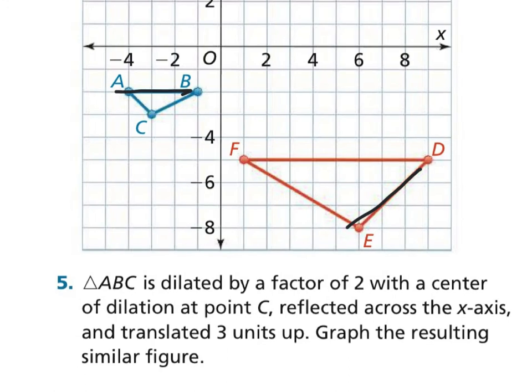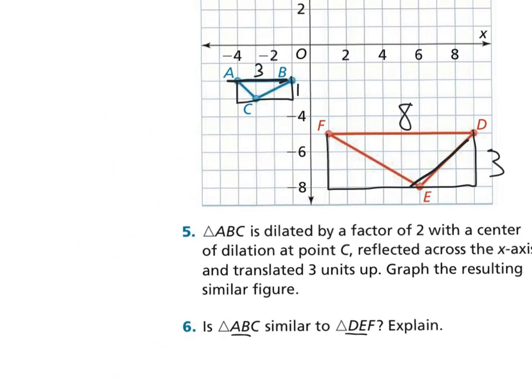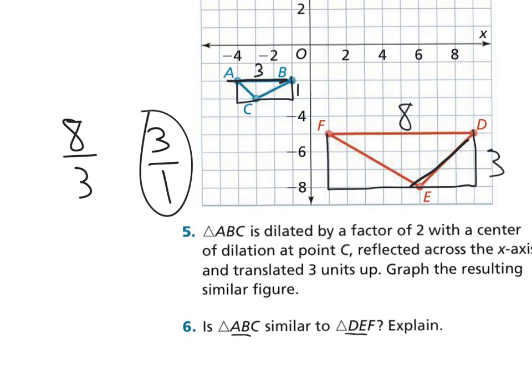From A to B is a length of 3. From F to D is a length of 8. If we box these in, we can look at the other direction. Going the other direction here, we have 3 and 1. So we can see whether these are proportional or not. Is 8 over 3 equivalent to 3 over 1? That actually will not work. 3 over 1 is already reduced. 8 divided by 3 is not 3. That would have had to have been a 9 over 3. So these are not equivalent, and so these are not similar to each other.